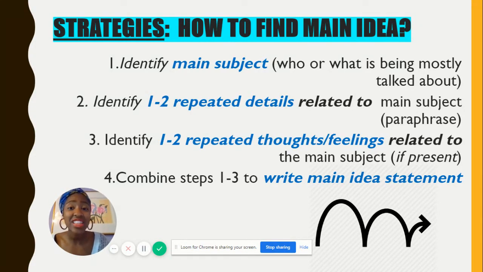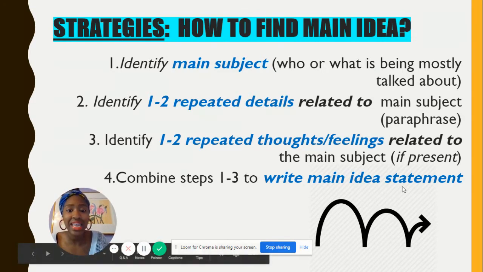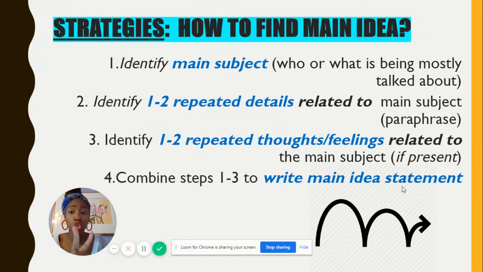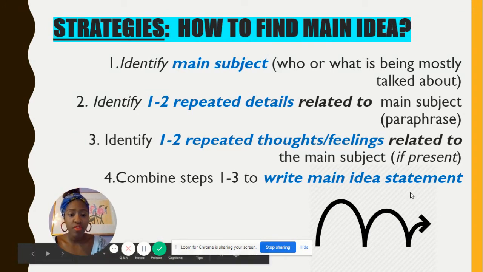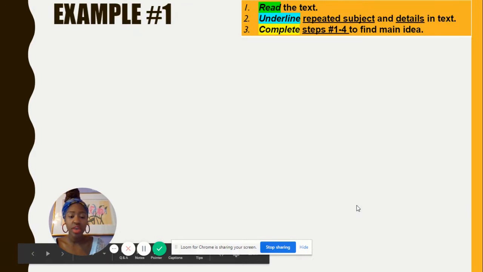Okay. And lastly, our fourth step. Make sure you have done steps 1, 2, and 3 because that is our fourth step. Now we're going to put it all together and we're going to write a main idea statement. This is where you take what's in step 1 and step 2 and step 3, and you're going to put it all together in a sentence. So we're going to go ahead and do an example, and then we're going to go over some questions. All right. And remember, if you ever need to rewind, make sure you go ahead and do so.